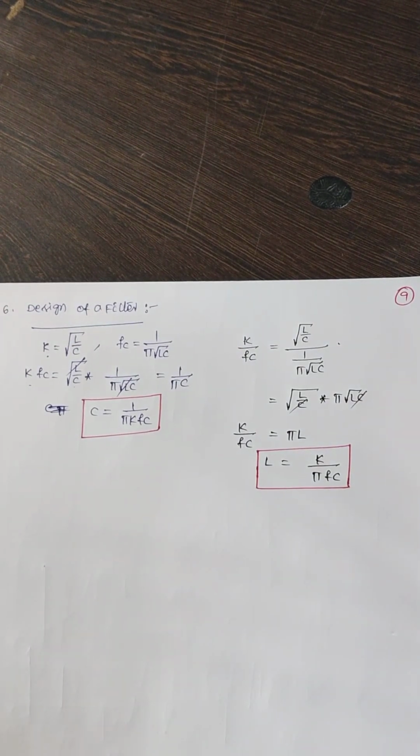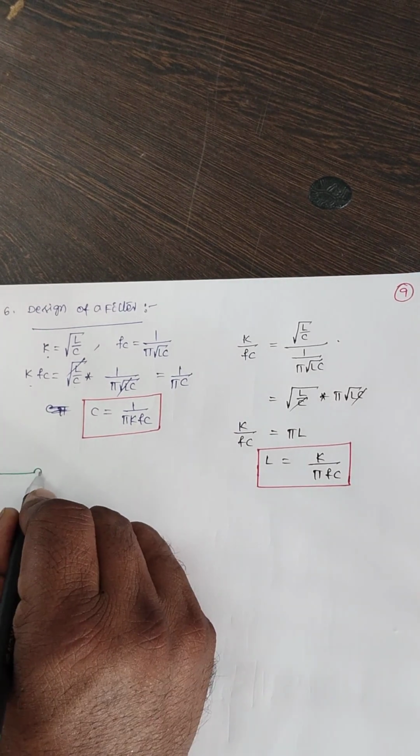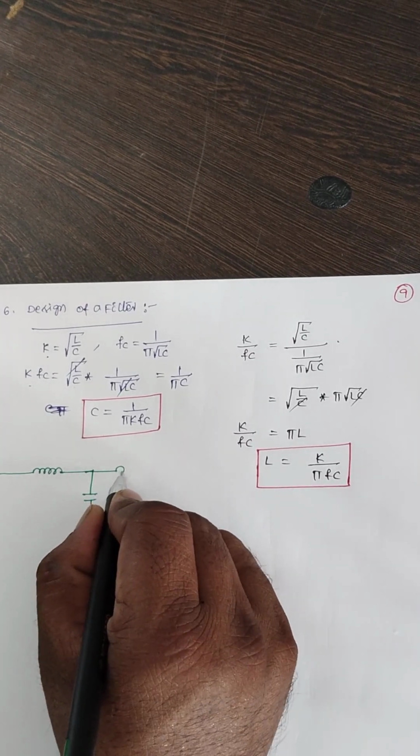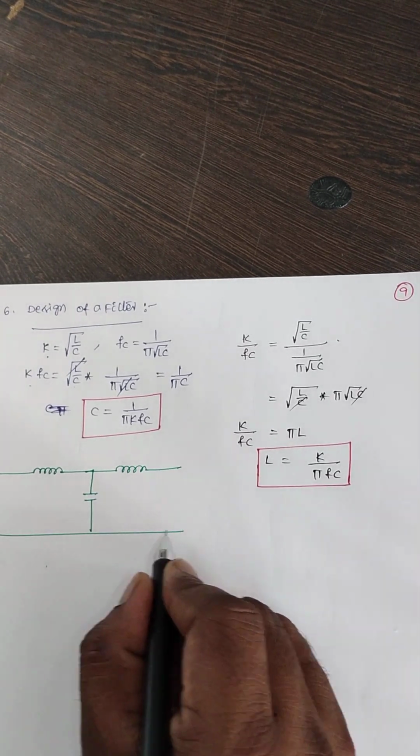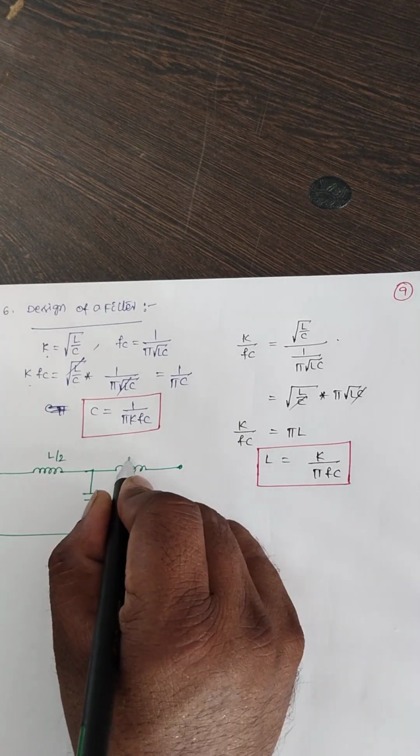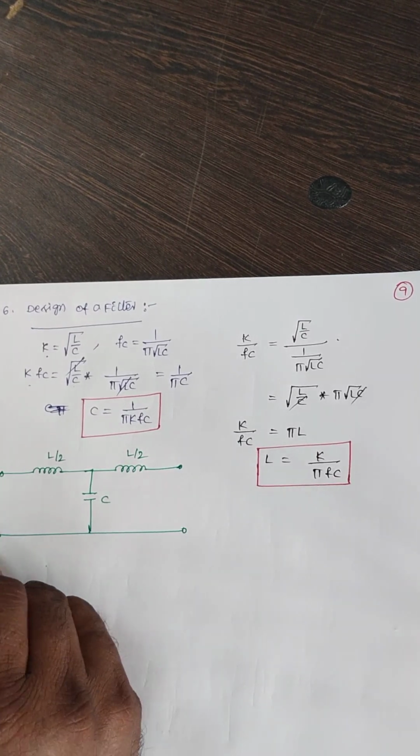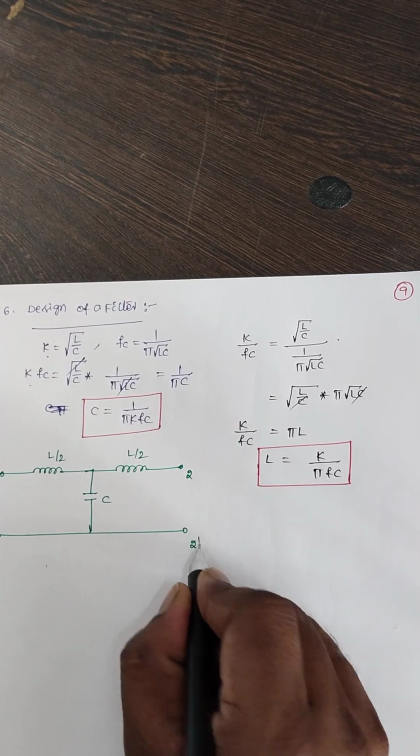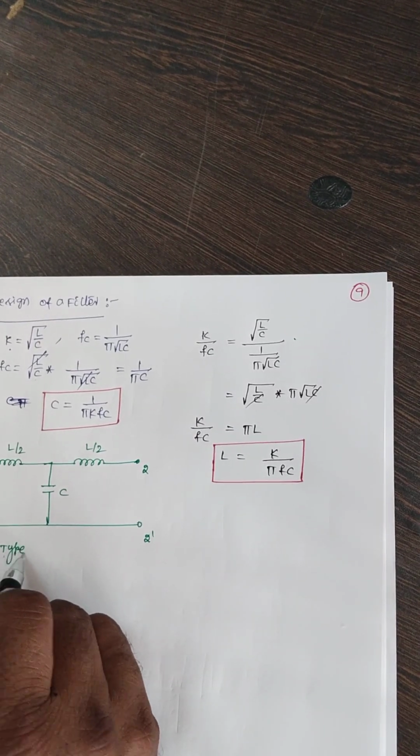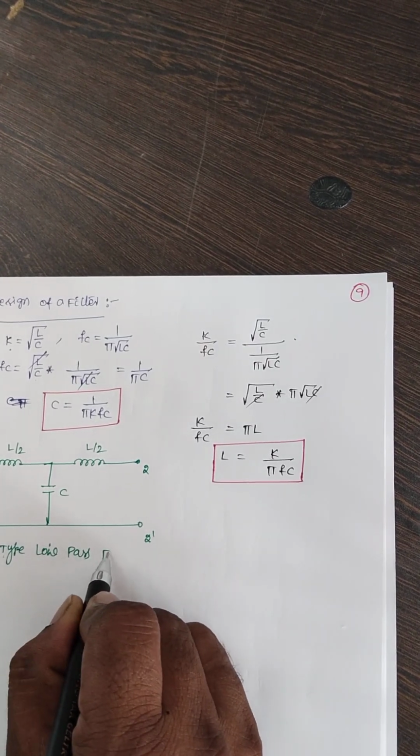So what is a T type of network? We already drew that. This is a T type network. This is the value of L by 2, this is the value of L by 2, and this is a capacitance C. It is 1, 1 dash, 2, 2 dash. It is the T type low pass filter.